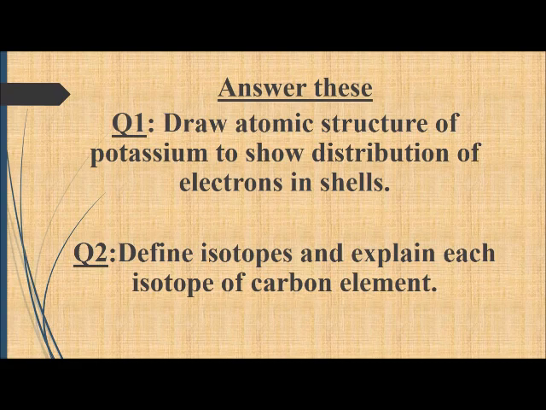Question number 2. Define isotopes and explain each isotope of the carbon element. First of all, you will define isotopes and then you will discuss each isotope of carbon, that is carbon 12, 13 and 14.